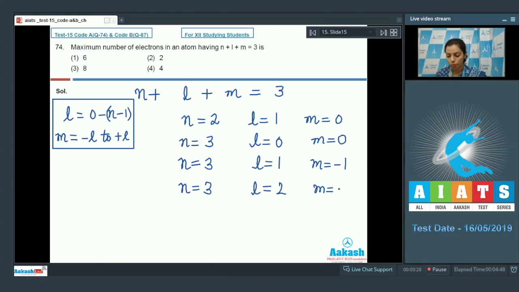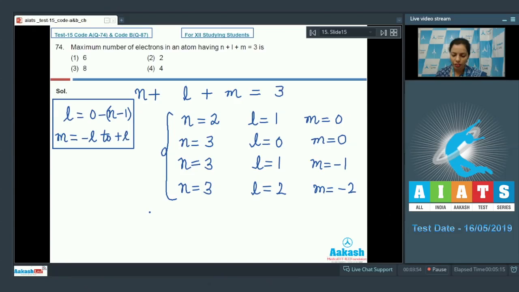So this m value should be minus 2, from minus 2 to plus 2. That's why I'm taking the value minus 2. So all these 4 quantum numbers are representing here n plus l plus m is equal to 3. And if I talk about the number of electrons associated with that, definitely with each of these sets of quantum numbers, 2 electrons can be associated, with plus half spin and minus half spin.